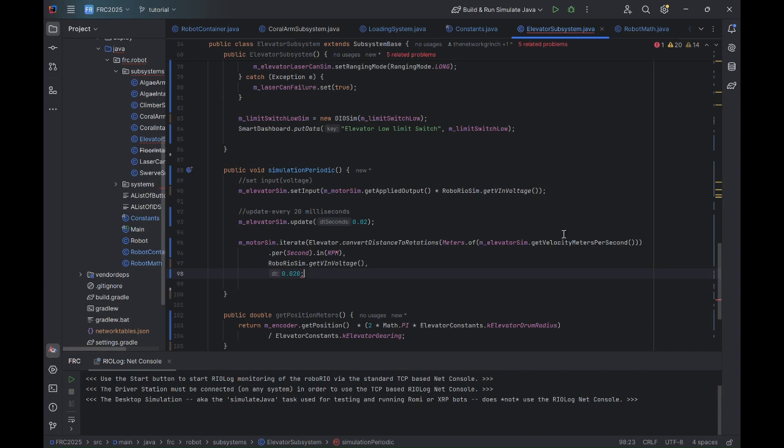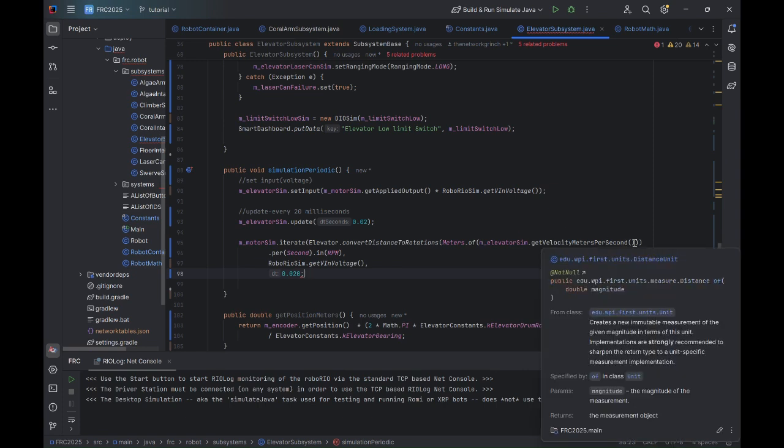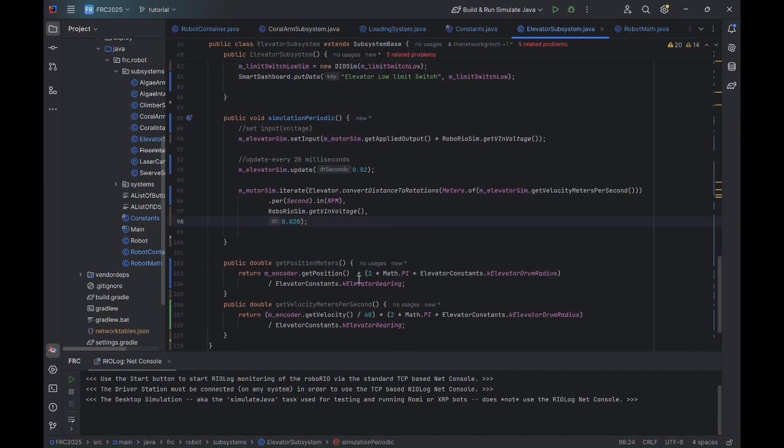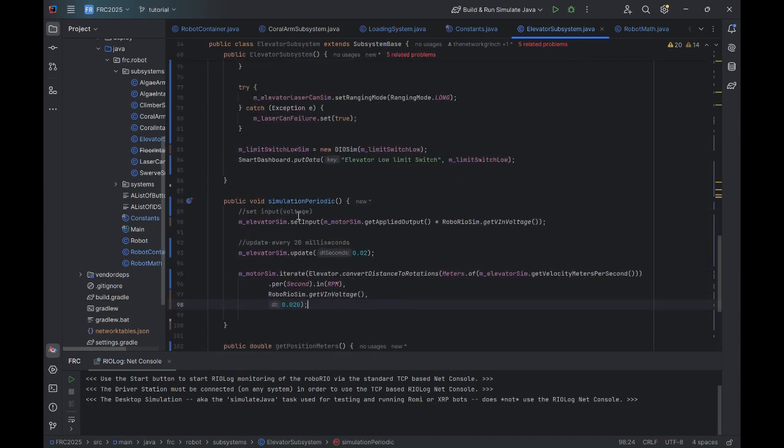1, 2, 1, 2, 3. Wait, 1, 2, 1, 2, and iterate. Okay, this one, right? Okay, and that's our simulation periodic.